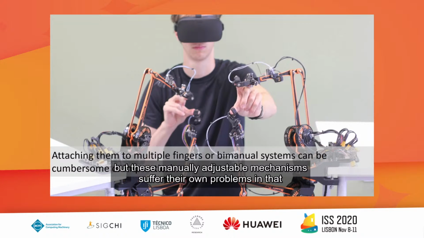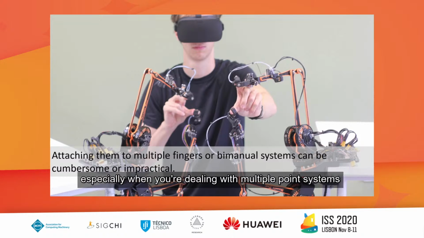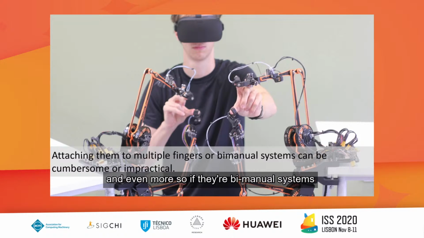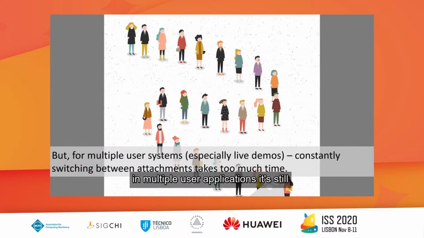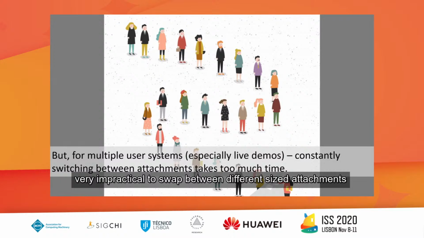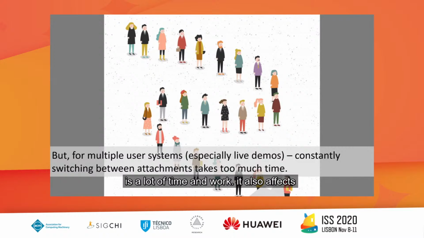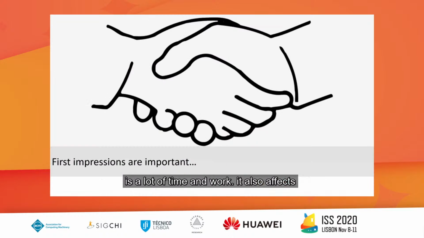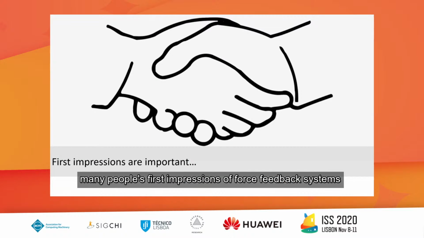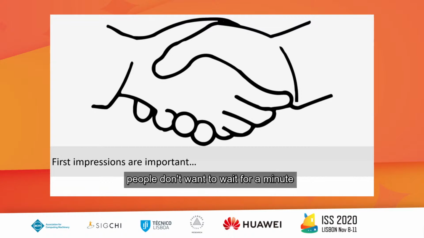But these manually adjustable mechanisms suffer their own problems in that they're quite cumbersome and impractical, especially when you're dealing with multiple point systems, and even more so if they're bimanual systems. In multiple user applications, it's still very impractical to swap between different sized attachments. In my case, if I'm showing a 2-minute demo, taking a minute to swap attachments between users is a lot of time and work. It also affects many people's first impressions of a force feedback system. People don't want to wait for a minute while the demonstrator measures their finger and refits the machine.